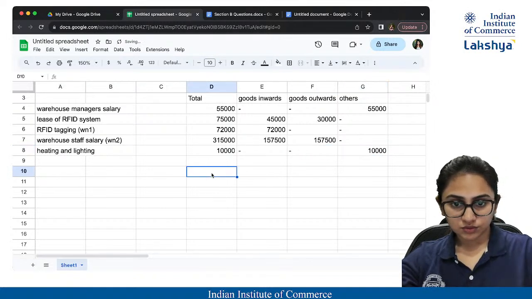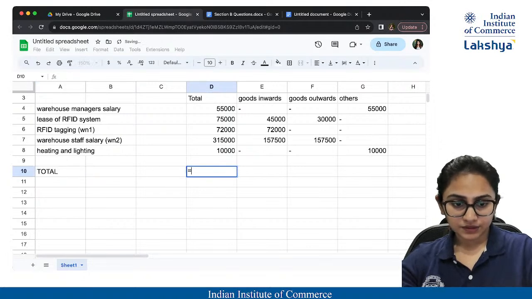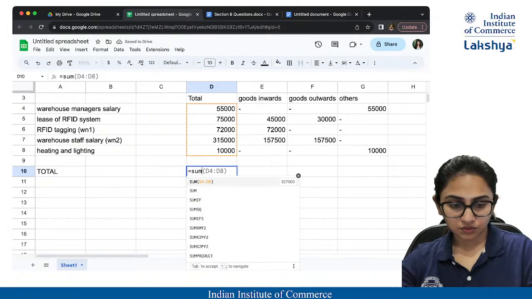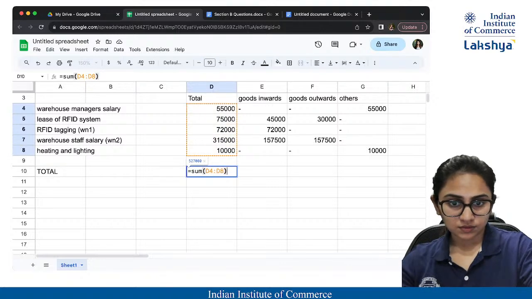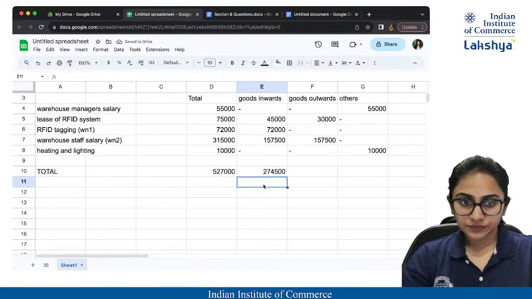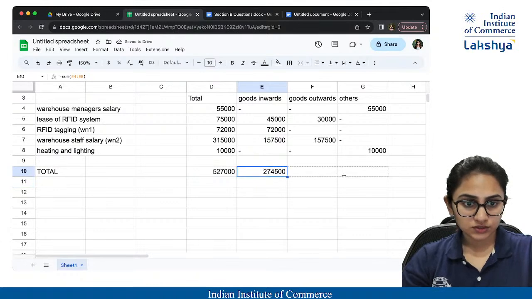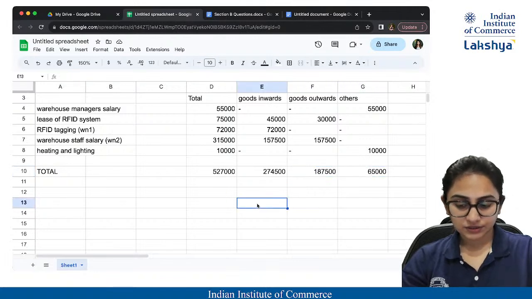So therefore the total will be equal to sum of this. Right. Now I want the sum of this also, so what I'll do, I'll just drag. So I got the sum. I want the sum of this also, so I'll just drag. So I got the sums of everything. Yeah, so Excel calculation becomes easier.